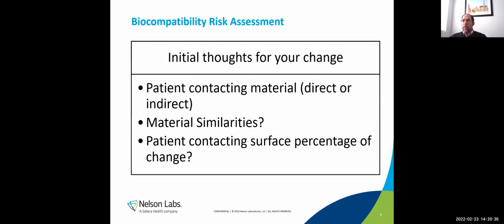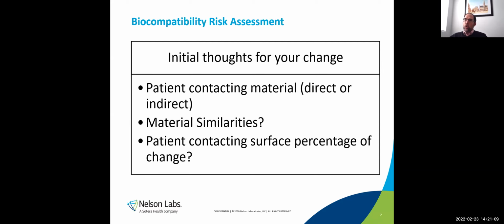front. The other thing we're going to talk about, and we'll have a whole slide on this, that a lot of people don't even consider, it's the patient contacting surface percentage of the change. The concept here is, let's say your change is to a very small portion of an overall huge device. That impact to the patient is very, very small, right? Because the majority of the device is staying the same. So that means the risk is very, very small. It would have to be something super toxic to actually show up in the patient's toxicology.